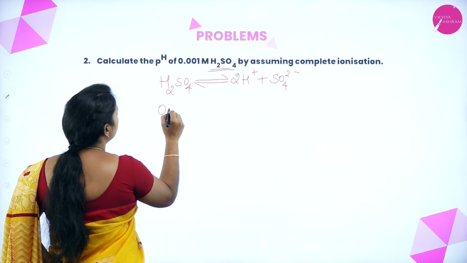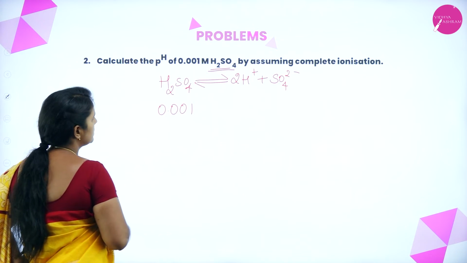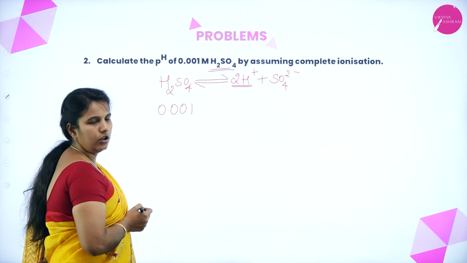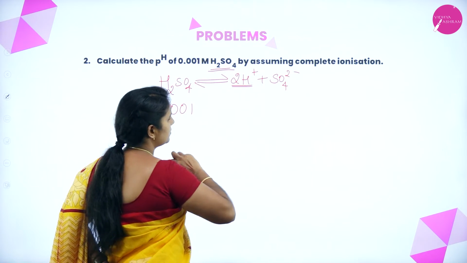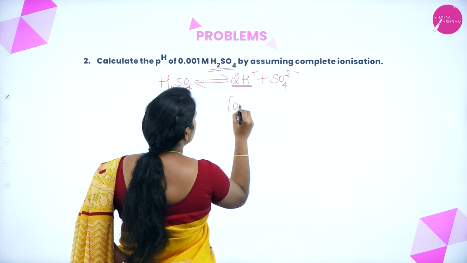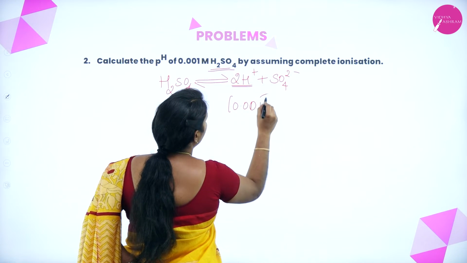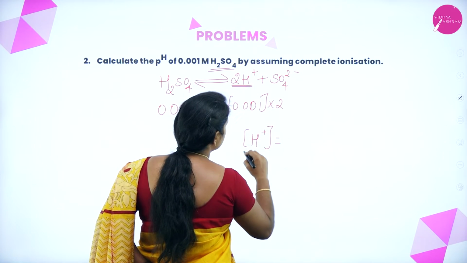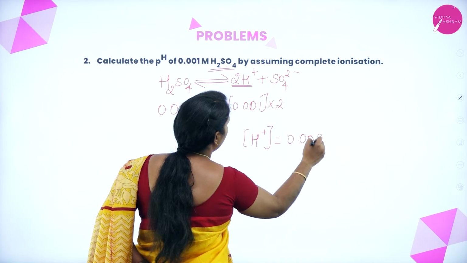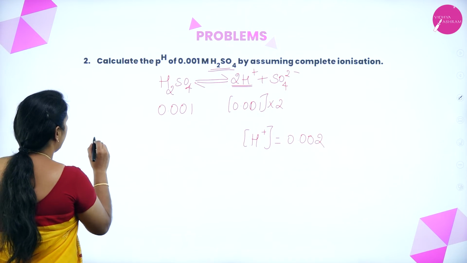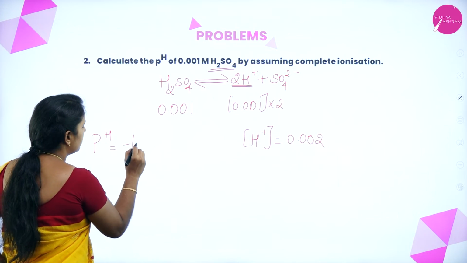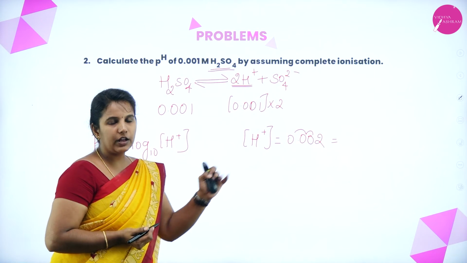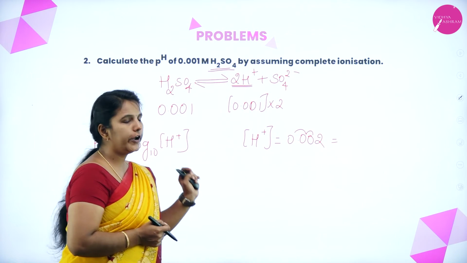They have given the dissociation value of H2SO4, that is 0.01 molar, whereas for the H plus ion we need to calculate this, and we have how many H plus ions? 2H plus ions. So it is 0.001 into 2. So we will get the concentration of hydrogen ion as 0.002. Okay. Now I will apply the pH formula, that is pH is equal to negative log base 10 of H plus ion. Now I got the hydrogen ion concentration as 0.002.